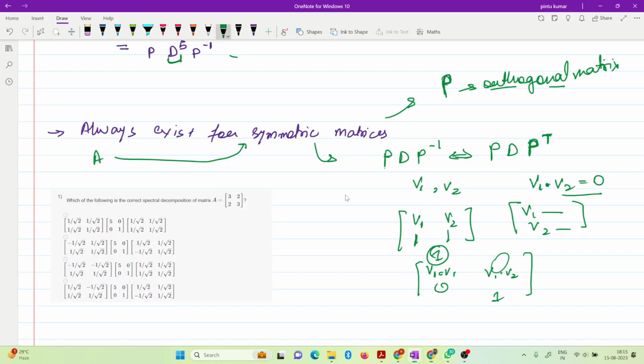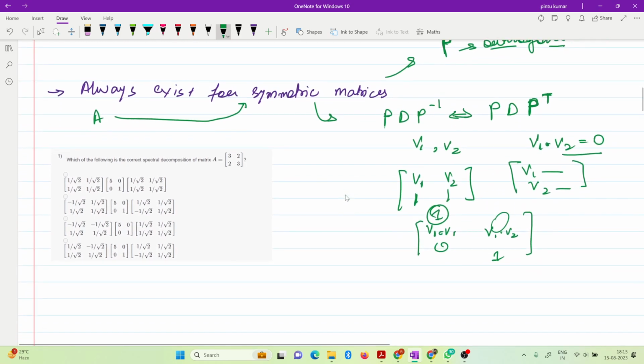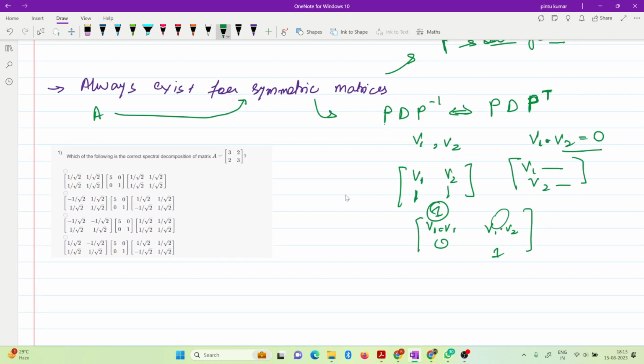So this is a beautiful property of symmetric matrices that we will also see when we talk about singular values. We will use this property later on.